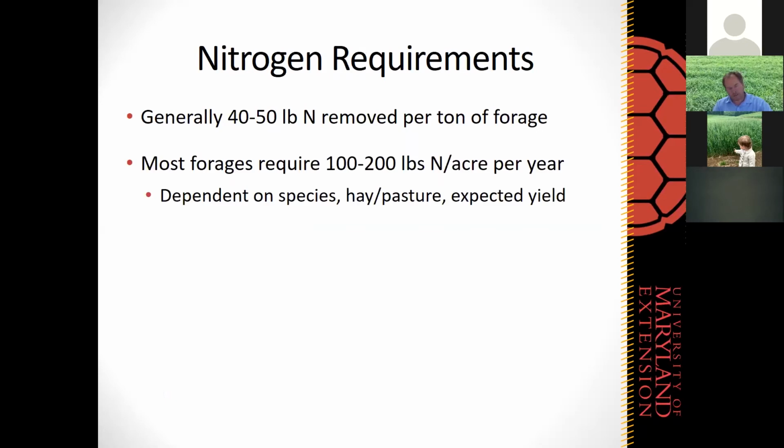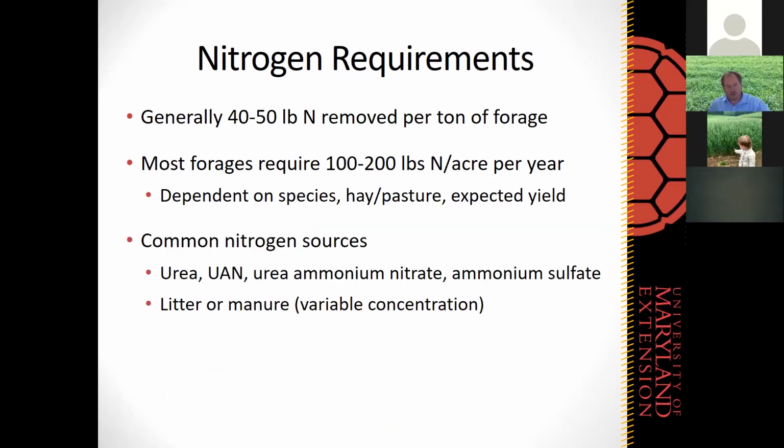Generally, plants take off about 40 to 50 pounds of nitrogen for every ton of forage that you remove. Most forages, particularly grass forages, you're going to get a recommendation between 100 to 200 pounds of nitrogen per acre per year.